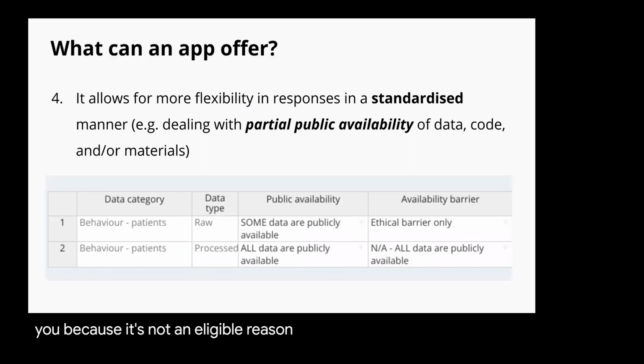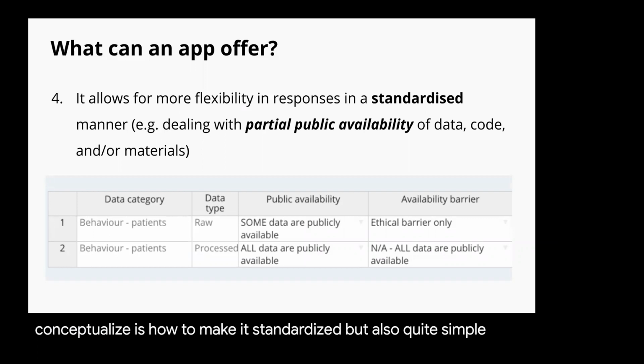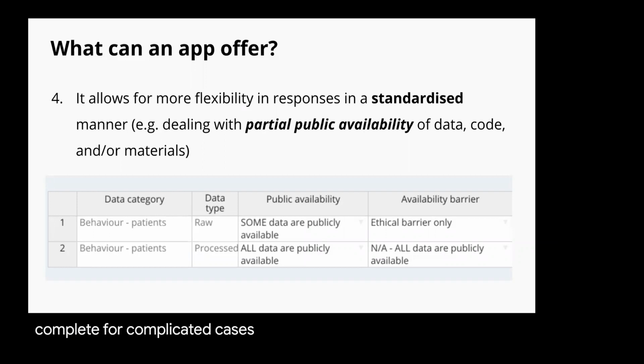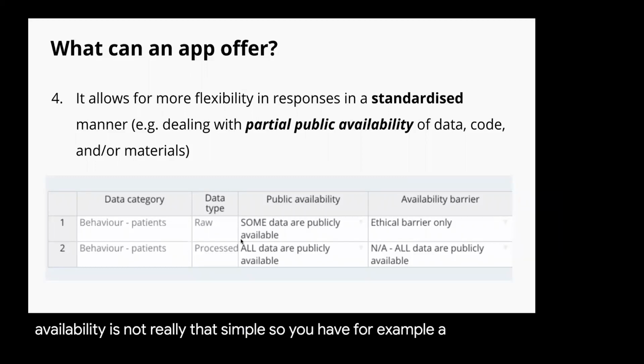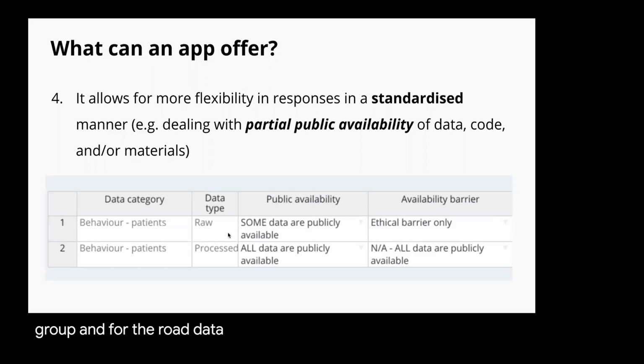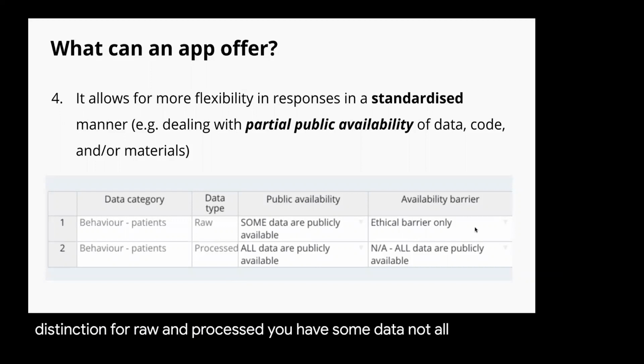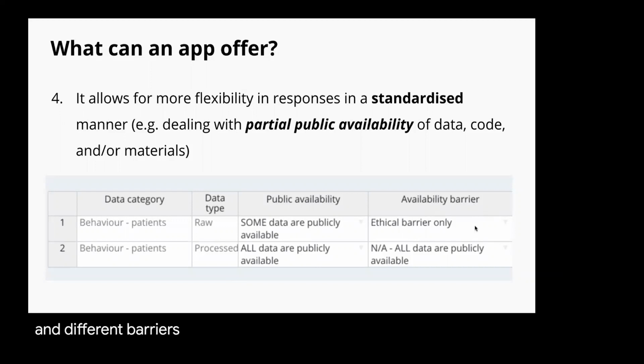Another part of this, which was quite hard to conceptualize, is how to make it standardized, but also quite simple to complete for complicated cases where, like I mentioned before, public availability is not really that simple. So you have, for example, a patient group, and for the raw data, some data are publicly available, but some are not. So this gets a bit more complicated because you have the distinction for raw and processed. You have some data, not all data, and different barriers and conditions for access for each of these. Hopefully, though, the app will help disentangle those.